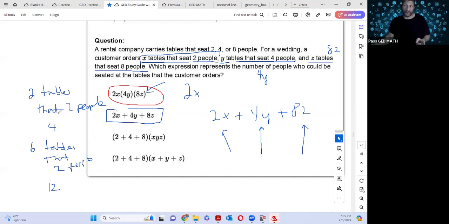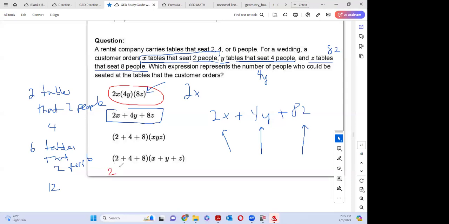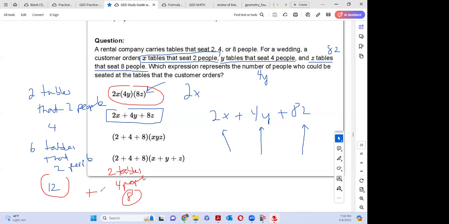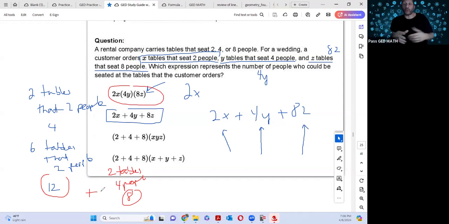So look what I just did. 2 tables that seat 4 people, 6 tables that seat 2 people. That's 12. You said, okay, that's multiplication. So I've got 2 tables that fit 4 people, so that's 8. If I wanted to know the people for 6 tables of 2 and 2 tables of 4, that's 12 plus 8. That tells me I need to add, not multiply. Because if I multiplied, I'd get 96. It can't be 96. But you see what I did? I put it in a real scenario so I know I'm not supposed to be multiplying.